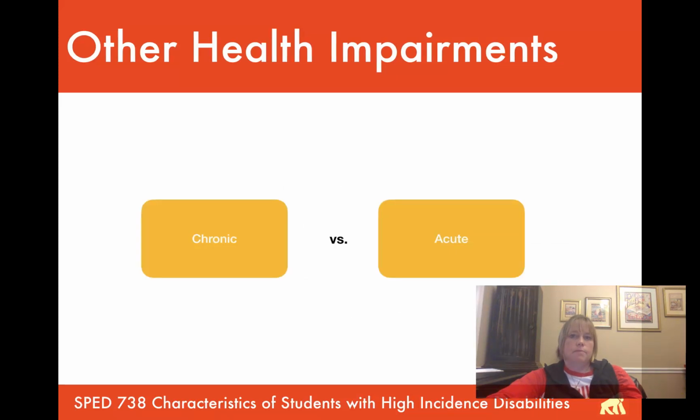Now, when we think about other health impairments, we think about this in two ways. One is chronic and one is acute. Now, chronic are something that the student is going to be dealing with through their entire experience in school.